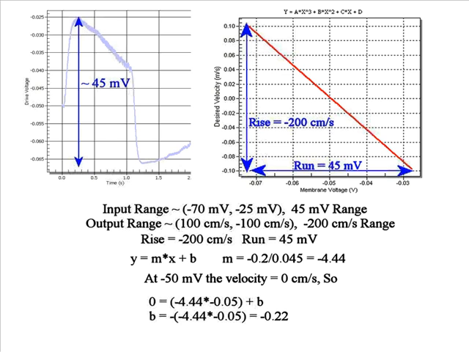Now we need to use a little high school algebra for the equation for a straight line, y equals mx plus b. Our rise is negative 200 centimeters per second, and our run is 45 millivolts. This gives us a slope of negative 4.44. We know that the velocity should be zero at our set point of negative 50 millivolts. So use that to calculate the intercept, and we end up with negative 0.22.